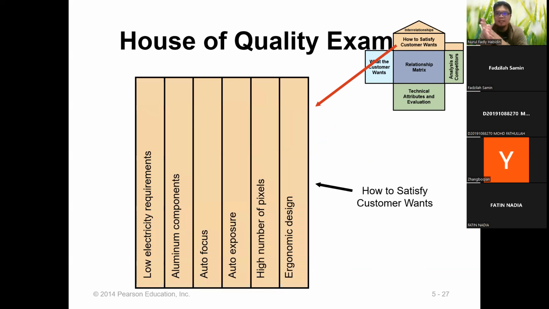Okay, how to certify customer wants? Low electrical requirements, aluminium components. So that is our side, about our materials. Then auto focus, auto exposure, high number of pixels, ergonomic design. So this is an example for making a new camera design. These 6 levels are not limited here, but are used for academic purposes.